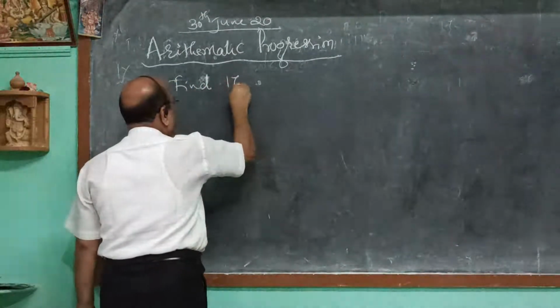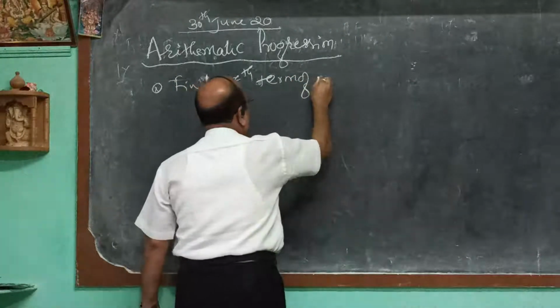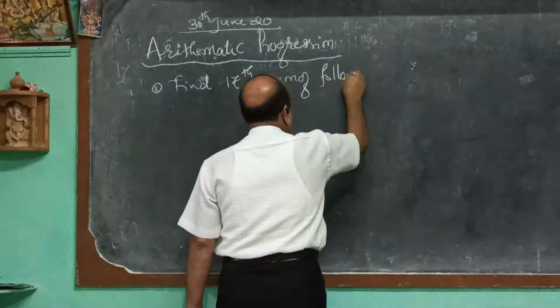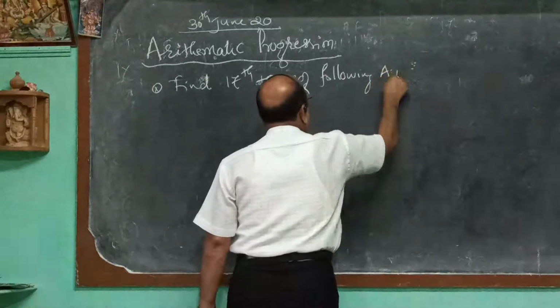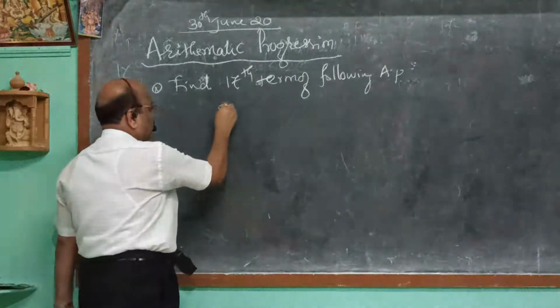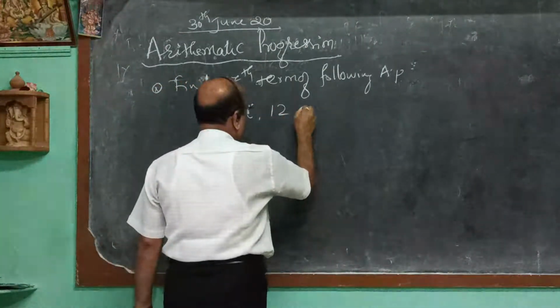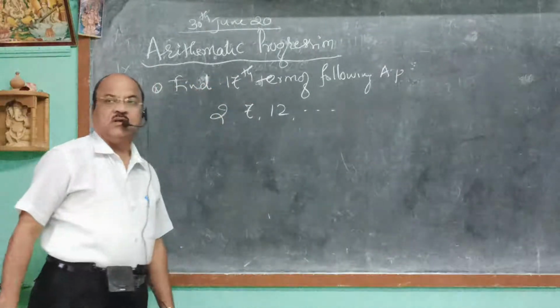Find the 17th term of the following AP. AP stands for arithmetic progression. 2, 7, 12, and so on.